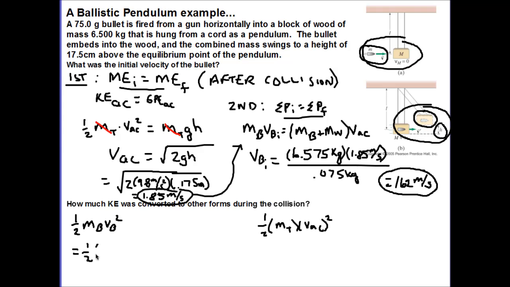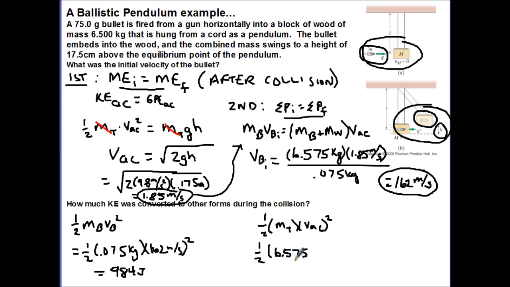So 1/2, the only thing moving in the beginning was the 75 gram bullet, and it was moving at 162 meters per second. And so when I compute that kinetic energy, I get about 984 joules. So a lot of kinetic energy in that fast-moving bullet. And then when I compute the kinetic energy of the system afterwards, I get a much smaller number.